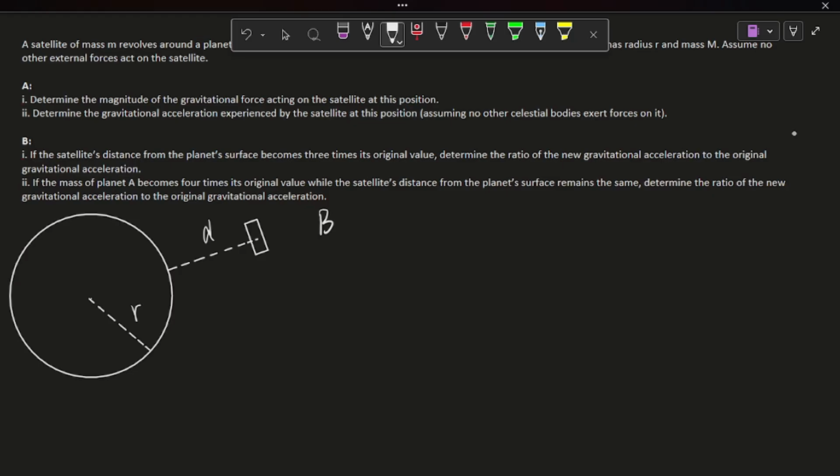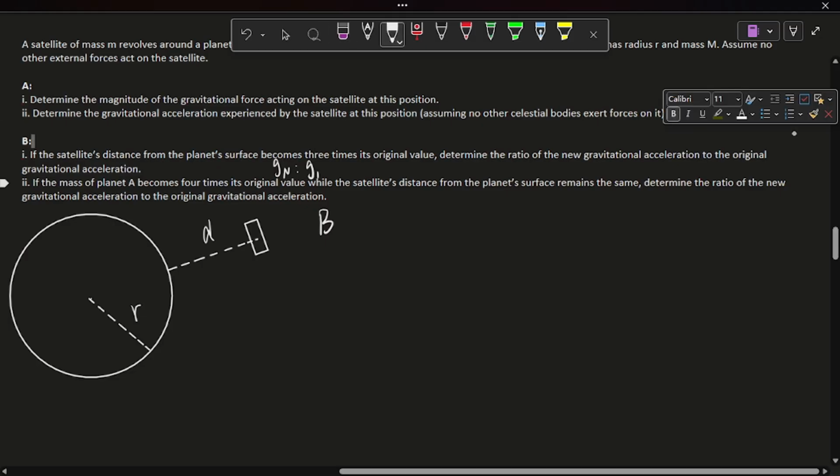Part B. 1. If the satellite's distance from the planet's surface becomes 3 times its original value, determine the ratio of the new gravitational acceleration to the original gravitational acceleration. 2. If the mass of the planet becomes 4 times its original value while the satellite's distance from the planet's surface remains the same, determine the ratio of the new gravitational acceleration to the original gravitational acceleration. So let's shorten it down. This is asking for the ratio of the new g to the original g1, the g1 we got from here. And this one is asking for the ratio of the newer g to the original g1.